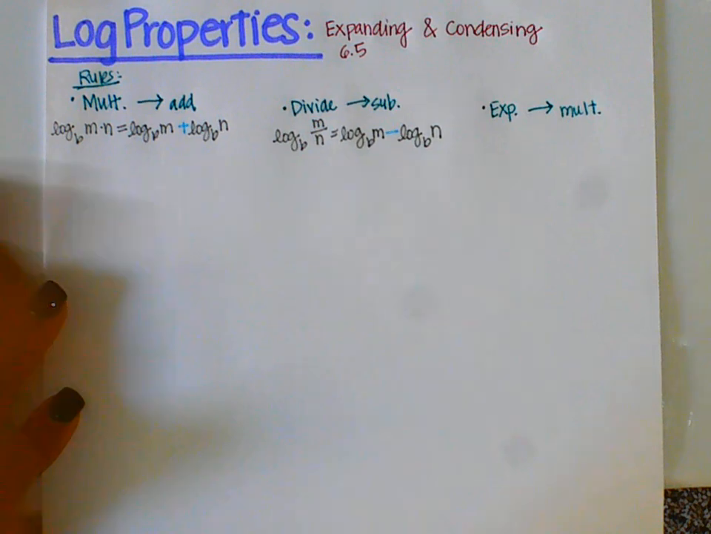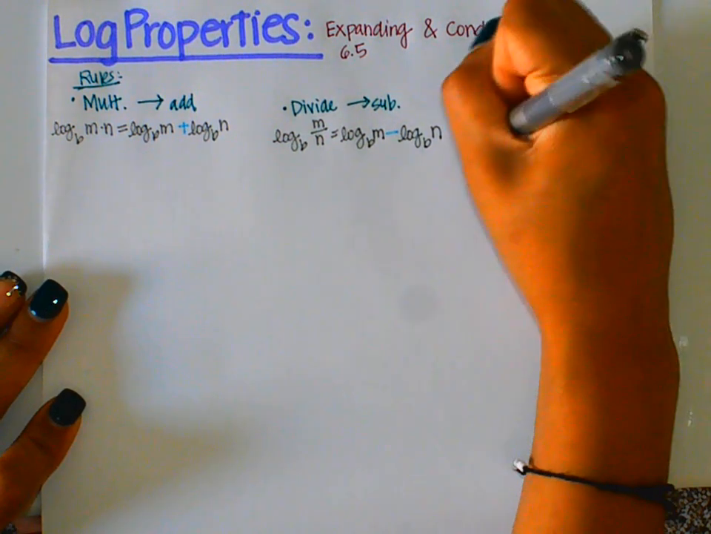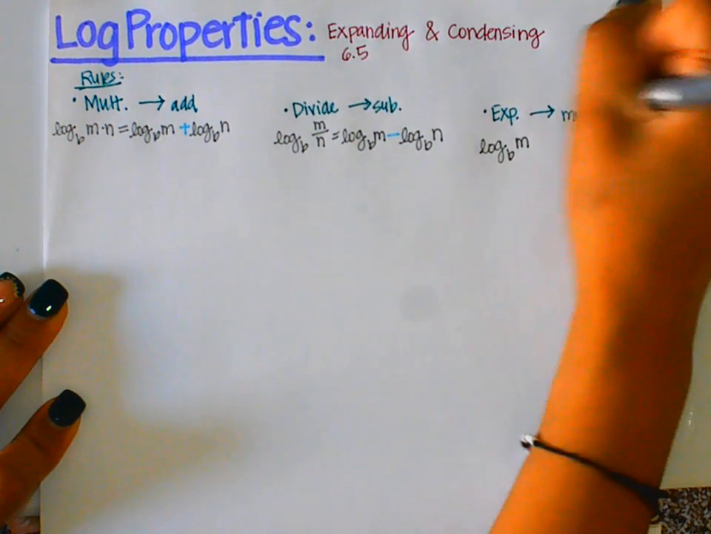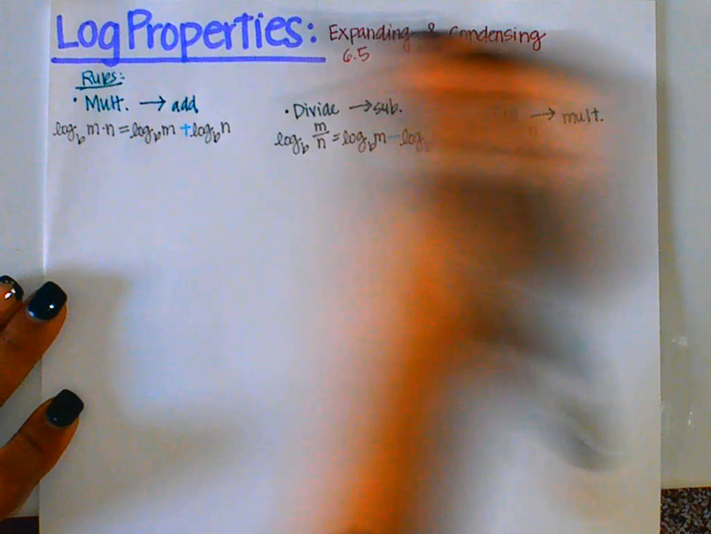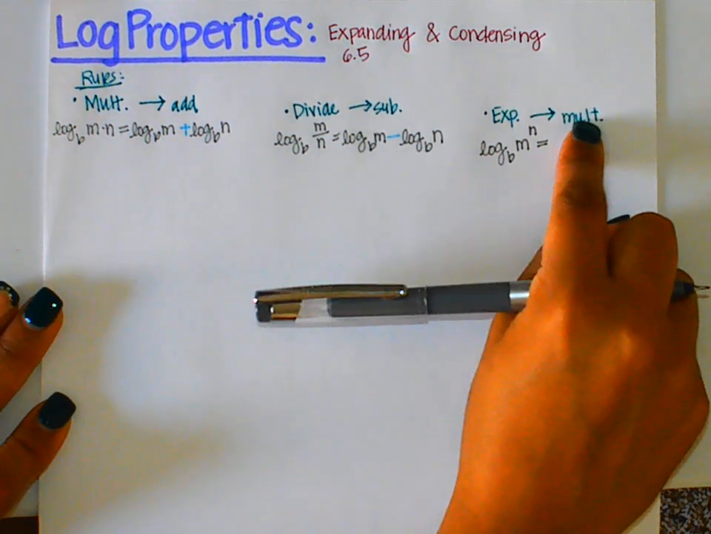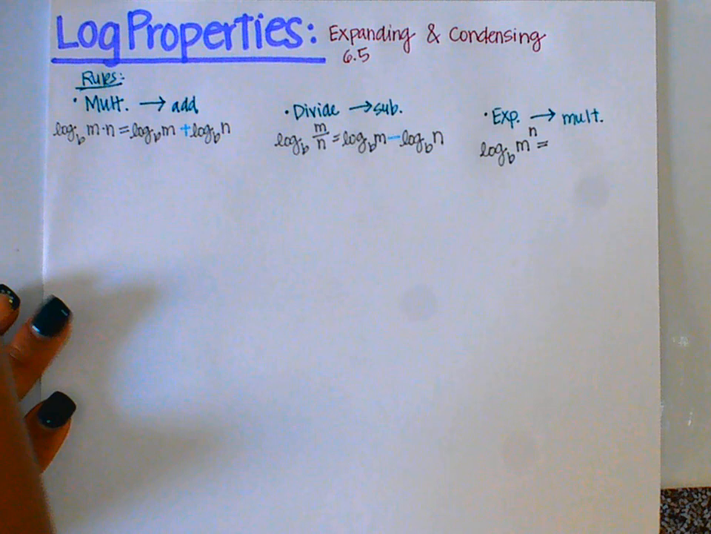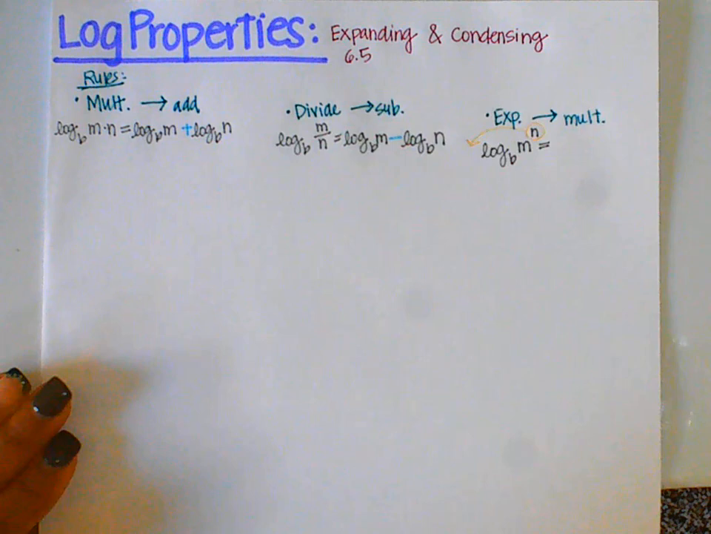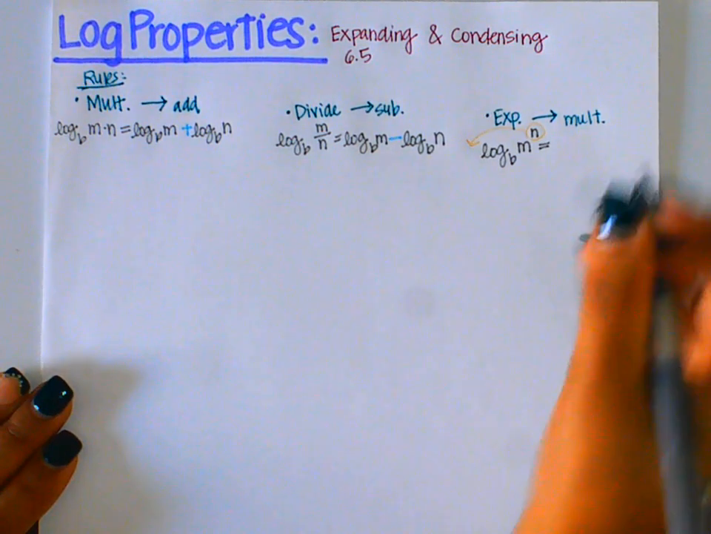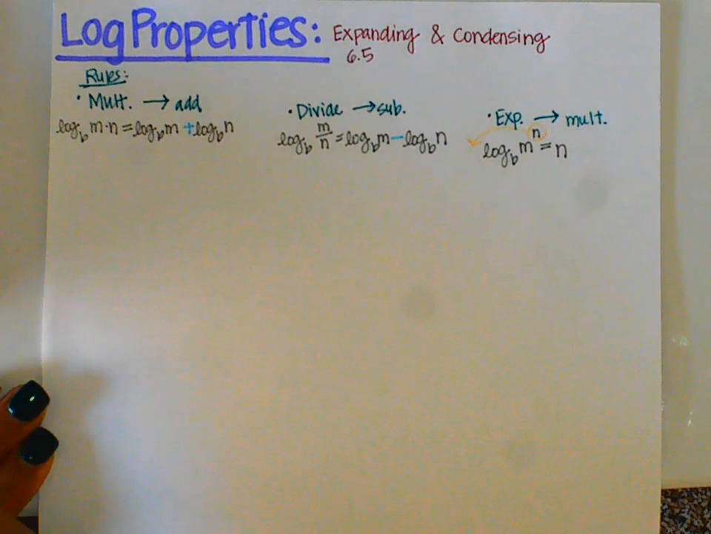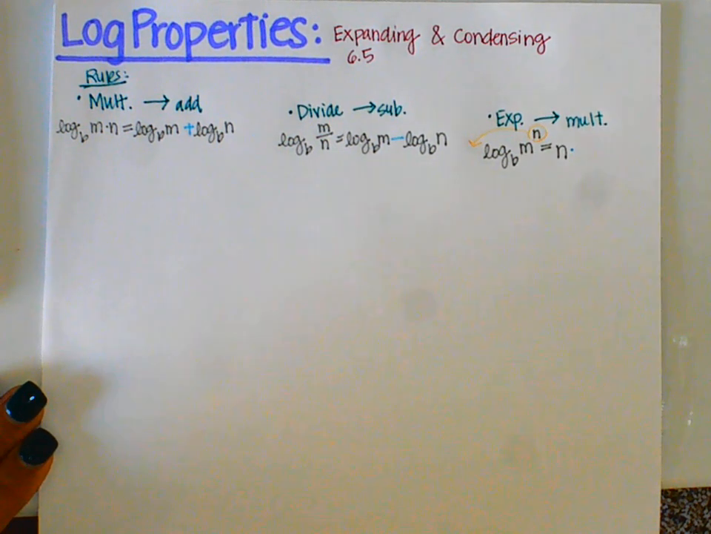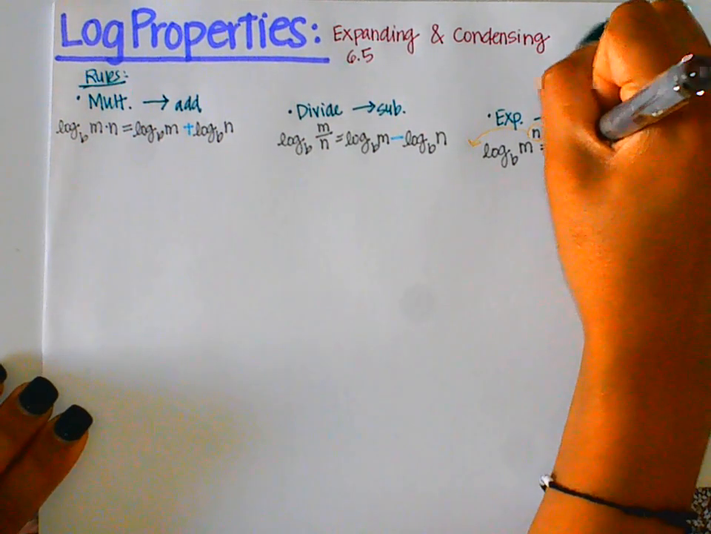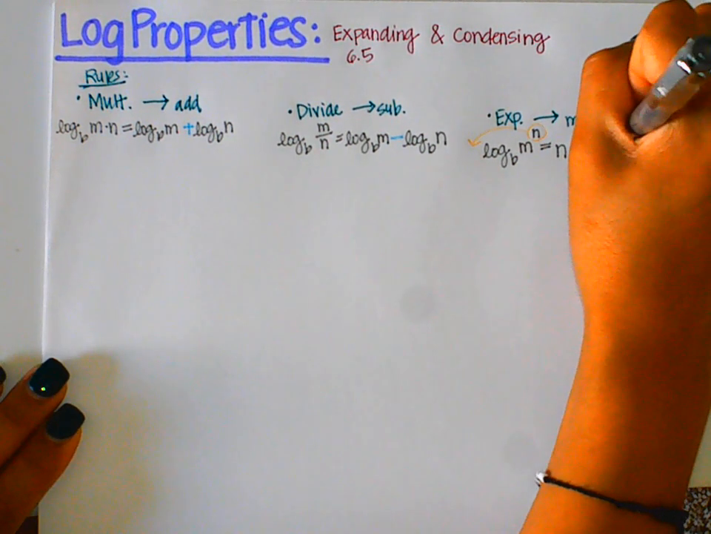And then lastly, our exponent one. So let's say we have something like log base b of m to the power of n. For this, we are going to use multiplication. So what we actually do is we're going to take this exponent, and that gets multiplied out in the front. So we're going to say n, and then I'm just going to put my little dot for multiplication. You don't have to, but I just wanted to show you the operation there. Log base b of m.